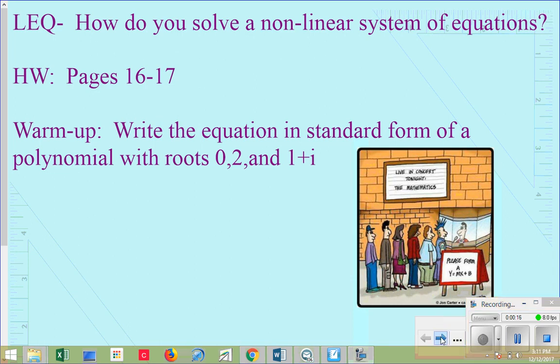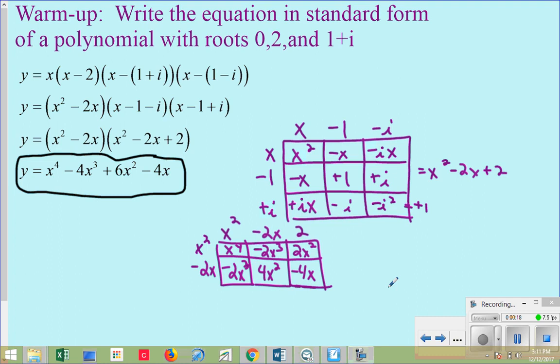So there's the warm-up. I take each of the roots and turn those into factors. So 0 becomes x, or x minus 0. 2 becomes x minus 2. 1 plus i becomes x minus the quantity 1 plus i. And then the other root, which I wasn't given, but I know, is the conjugate of 1 plus i, which is 1 minus i. So x minus that.